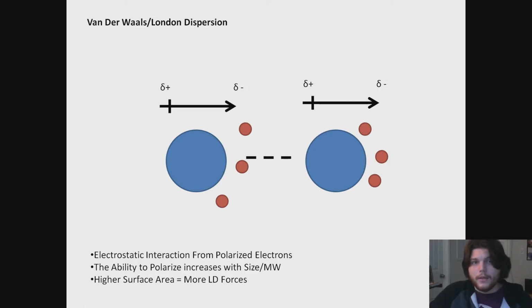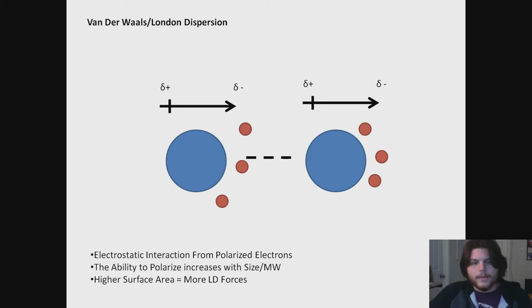So the ability of a molecule or an atom to polarize increases with size and molecular weight. So that's usually how we think in class. If you look at two materials that have similar London dispersion forces, if one's higher in molecular weight, it's going to have stronger London dispersion forces. So we can consider it the stronger intermolecular forces overall, if that's the only thing we're looking at.